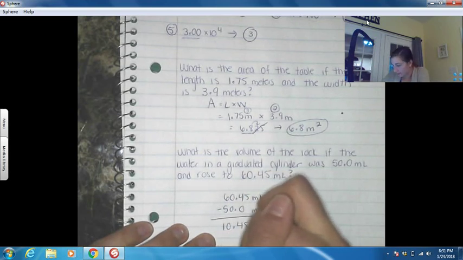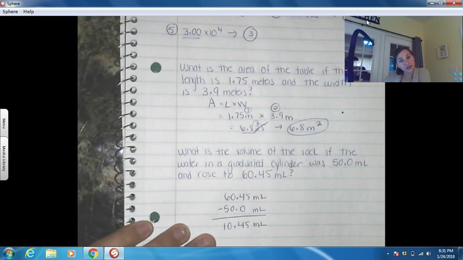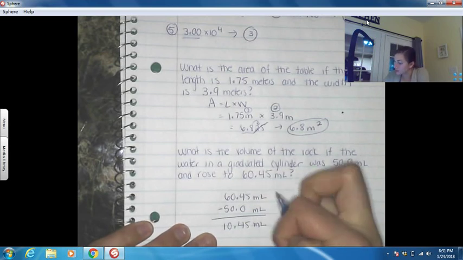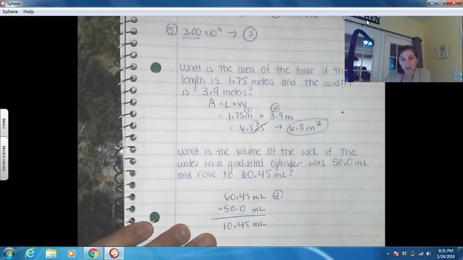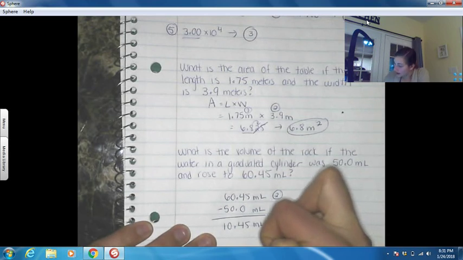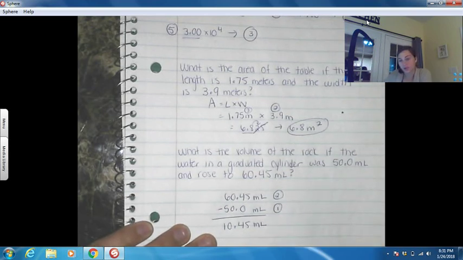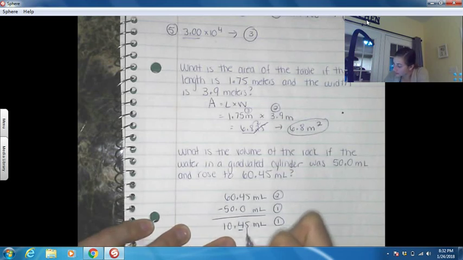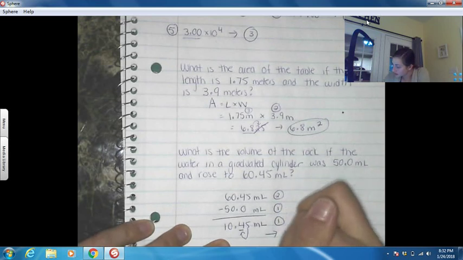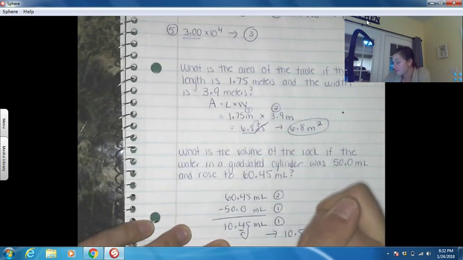10.45 milliliters. Now the rule for subtraction was least number of decimal places. In this number we have 2 decimal places, and in this number we only have 1 decimal place, which means that our answer can only have 1 decimal place. So this 4 is our 1 decimal place, so we look to the 5. It's going to round that 4 up, so our final answer is going to be 10.5 milliliters.